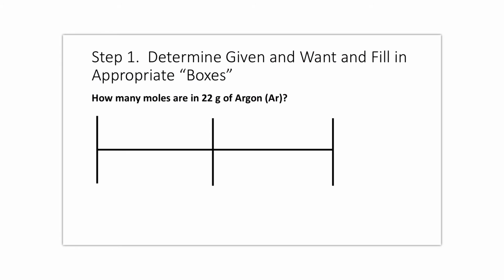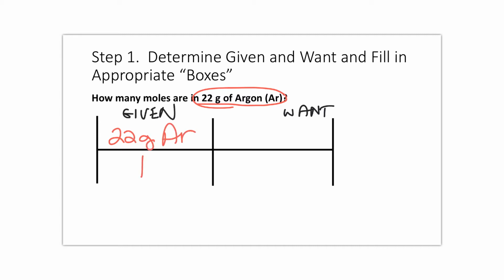Okay, so when we do this, we always put the given amount here, and then the want will go here. Let me show you what I mean by that. The first thing we're going to do is, my given is 22 grams of argon. So I'm going to put that right here, and I always put that over 1.